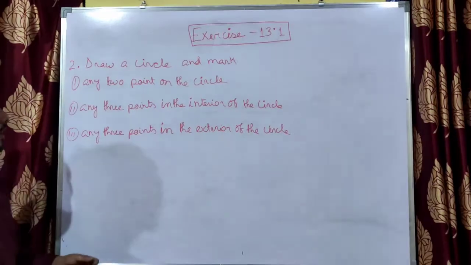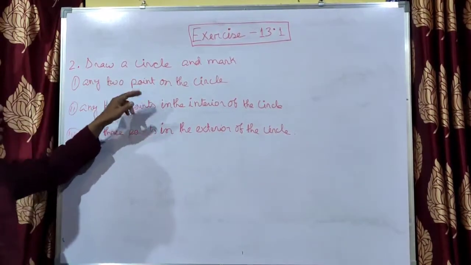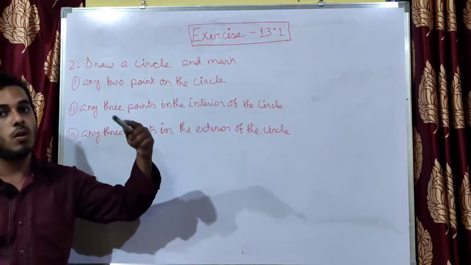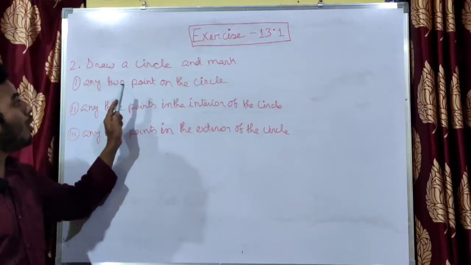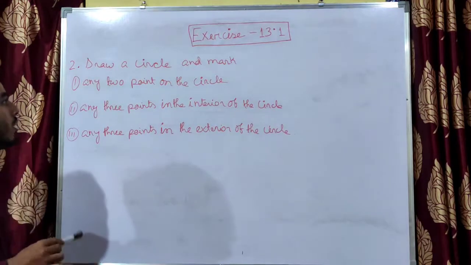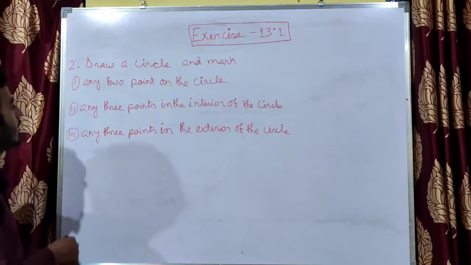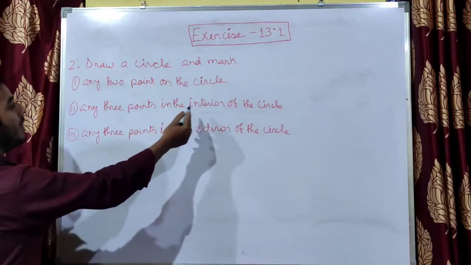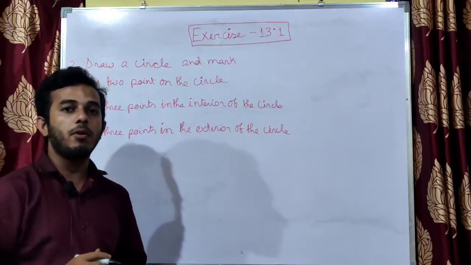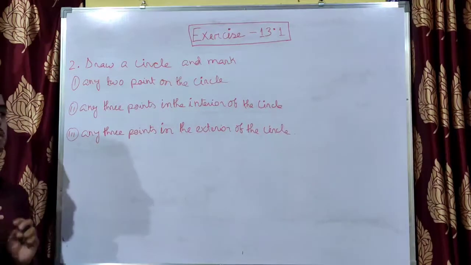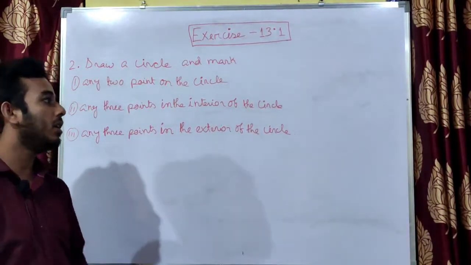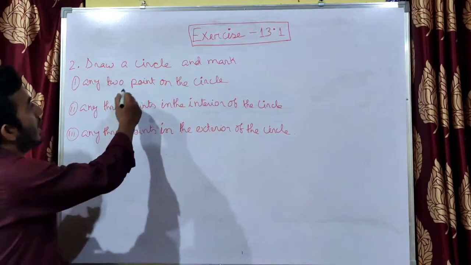Okay, now come to our second question. What is it? Draw a circle and mark: first, any 2 points on the circle, that is, on the boundary of the circle. Second, any 3 points in the interior of the circle. Interior means inside; the area inside the boundary of the circle is known as the interior region of the circle. Third, any 3 points in the exterior. Exterior means outside.